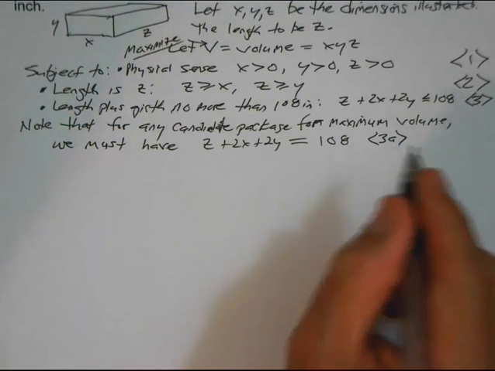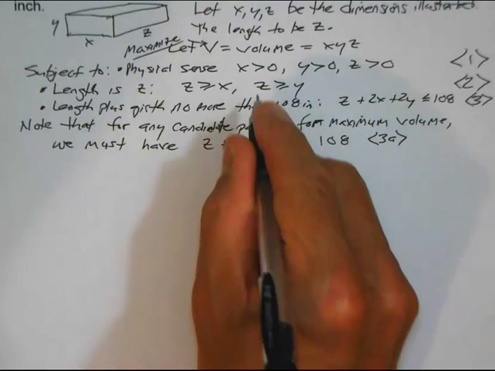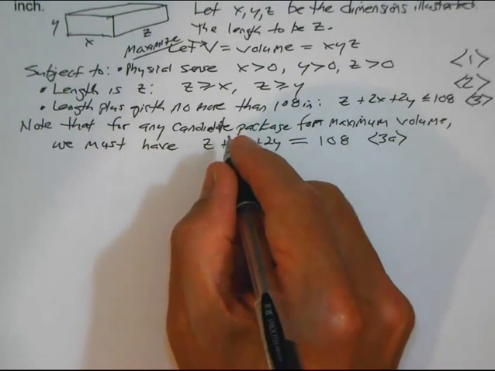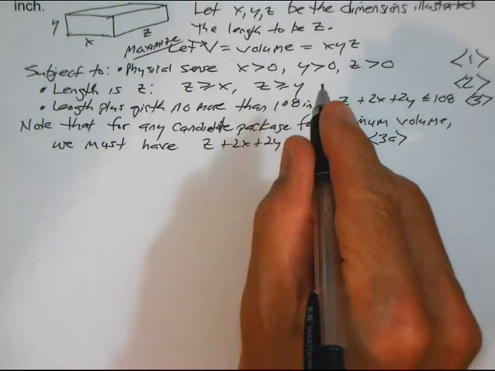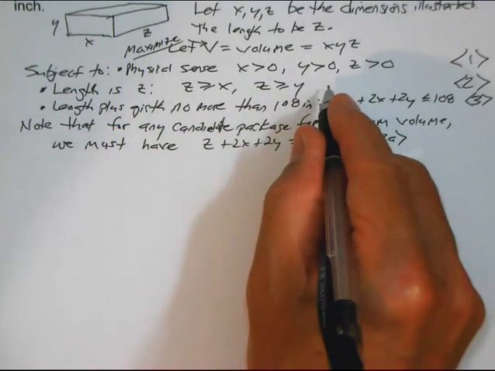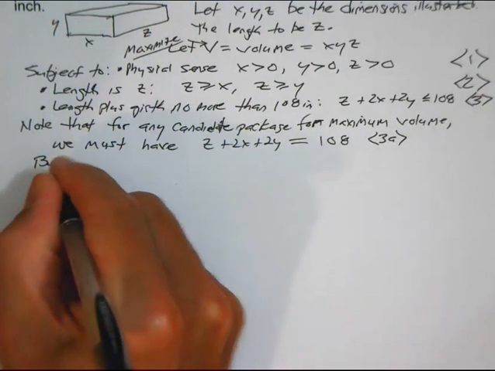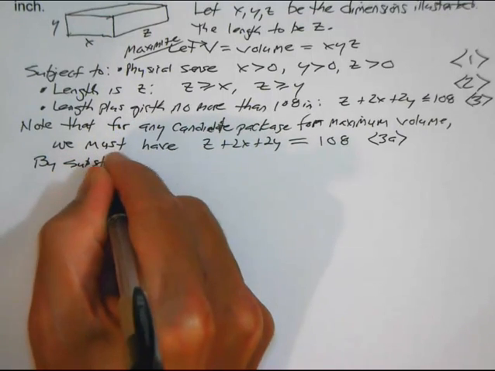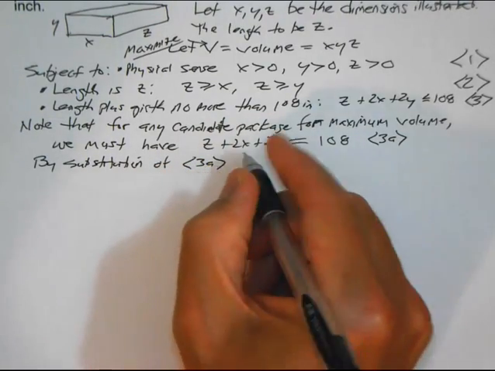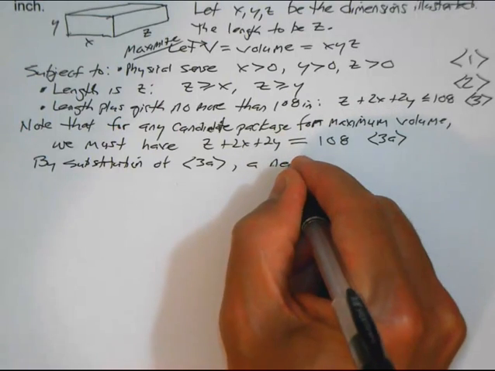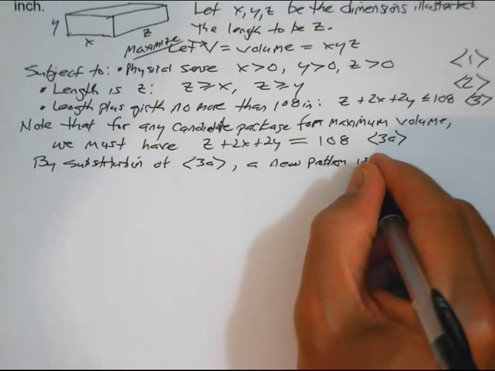Well, now that we have this, it could become a source of substitution for z, and then that would cut us down to just having a function of 2 variables here for volume. We could furthermore substitute into all of our domain inequalities and create really a whole new problem. Okay, so by substitution of this 3a, a new problem is created.